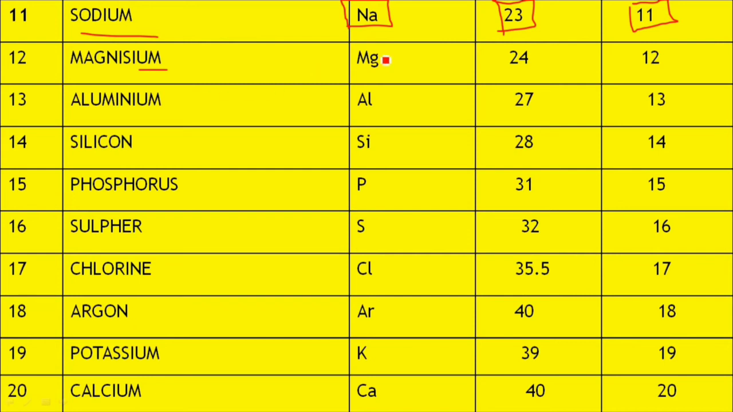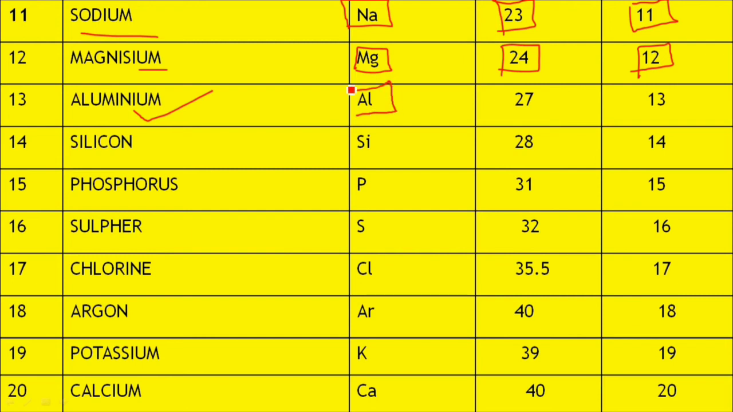Its symbol is Mg, its atomic mass is 24, and its atomic number is 12. Next, aluminium. Its symbol is Al.